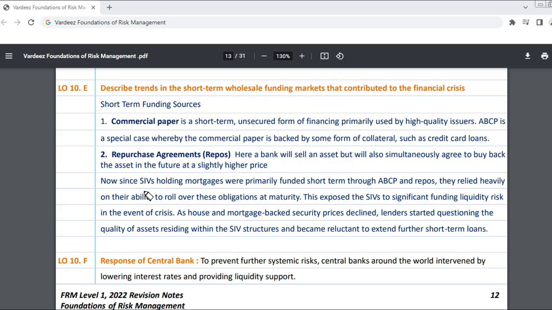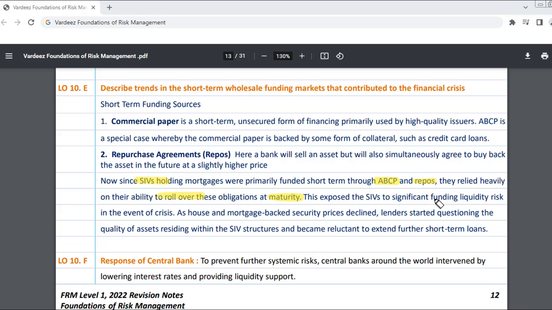Okay, and also the thing to consider is that the SIVs were holding these short-term instruments like the ABCP and the repos, so they relied on the ability to roll over these contracts at maturity. That means buying one for a month and then closing that contract and rolling it over, or getting into a new contract for another month.